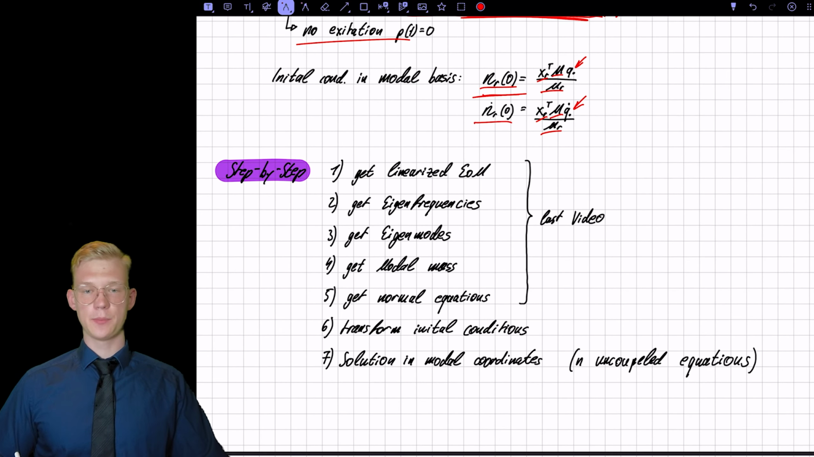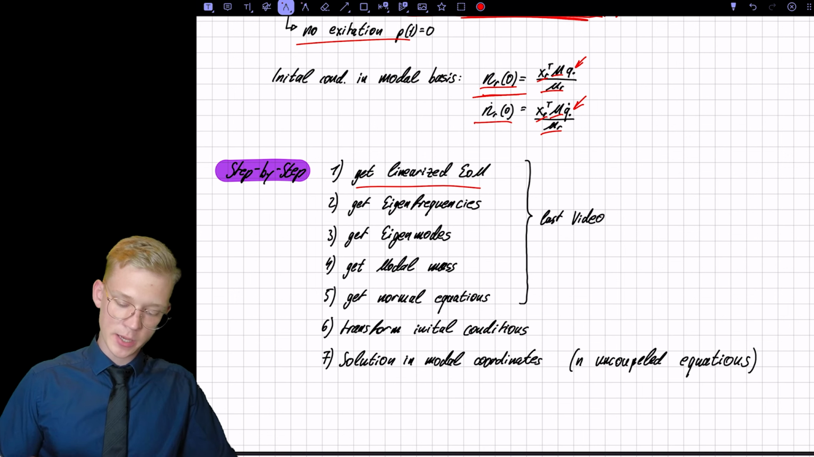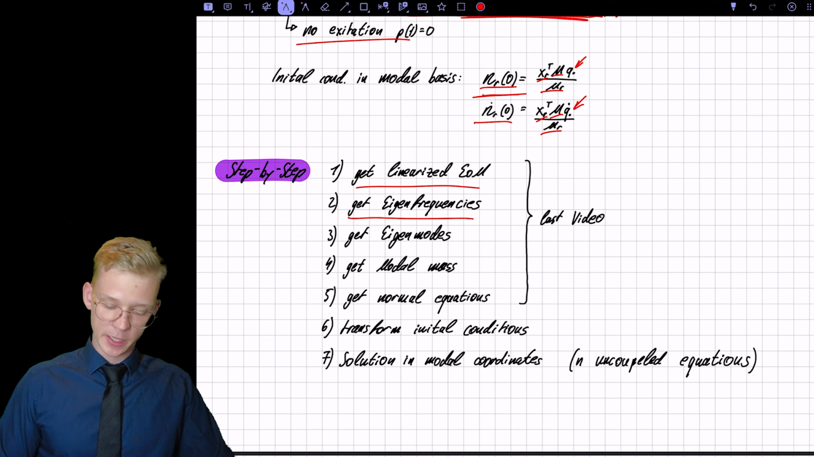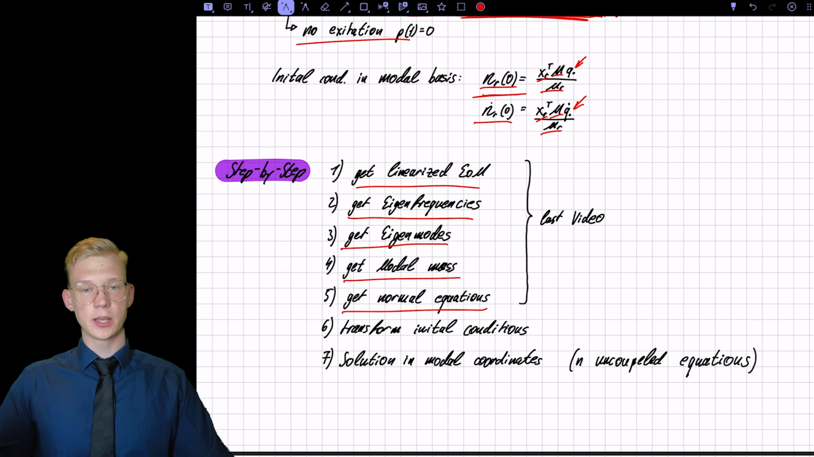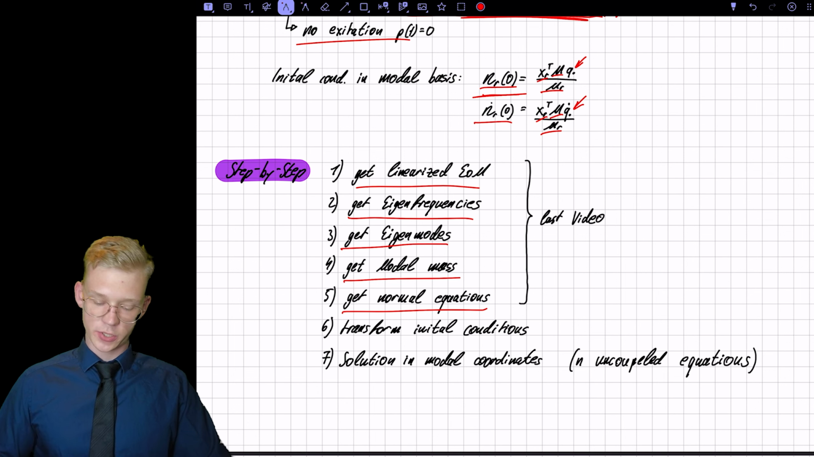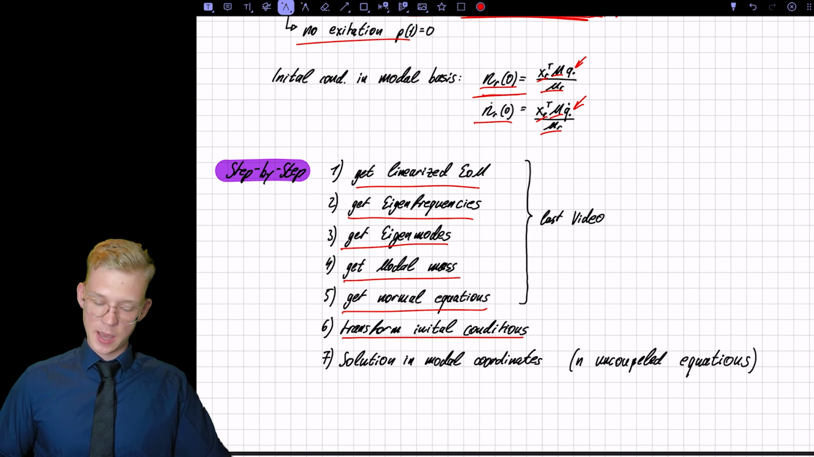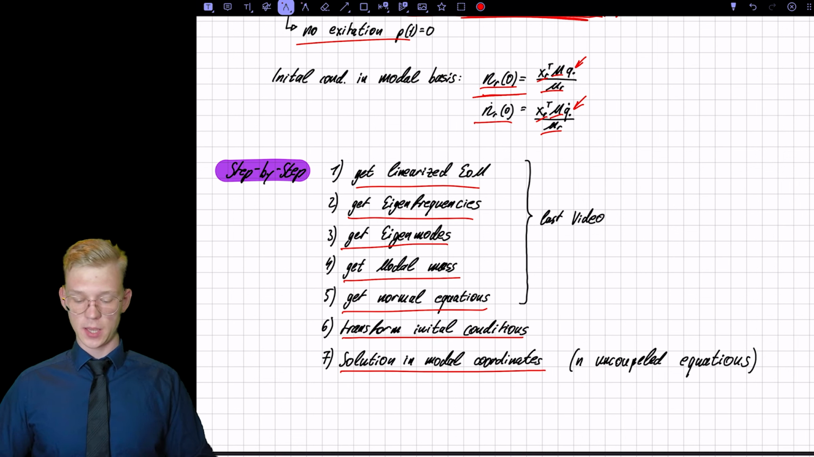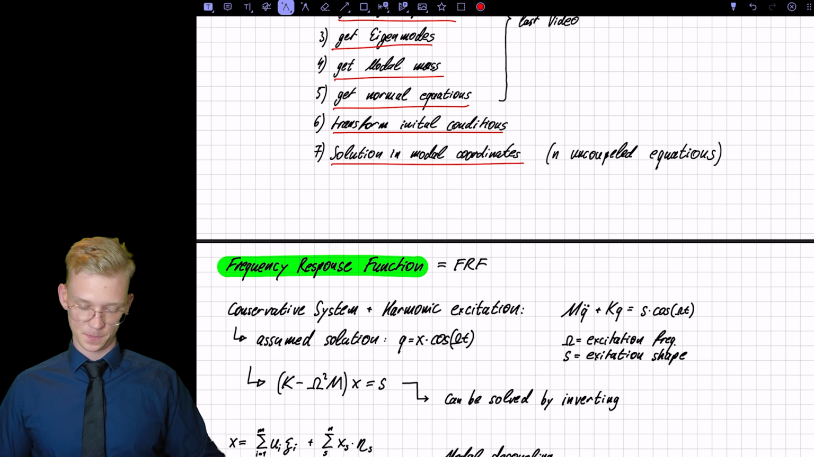Then we have again the step-by-step solution that we also used in the last video. So we have the linearized equation of motion, we get the eigenfrequencies and the eigenmodes, then we get the modal mass and the normal equations. We did that in the last exercise video, so feel free to watch that again. Now we have to transform the initial conditions and get the solution in modal coordinates. As soon as we have that, we can transform them back into the physical space.